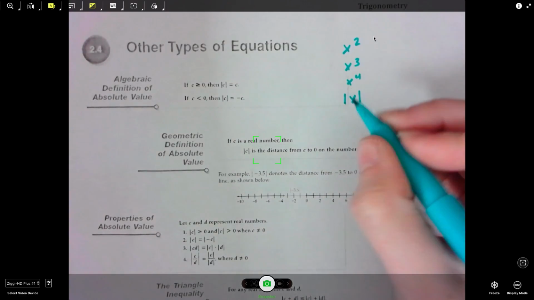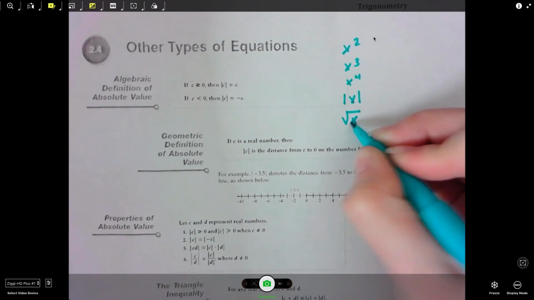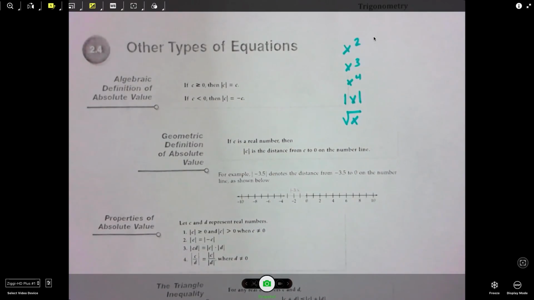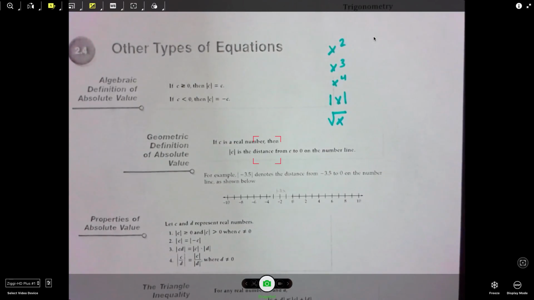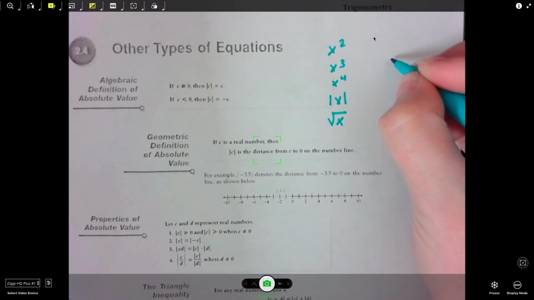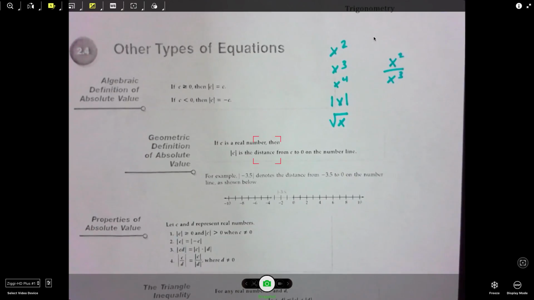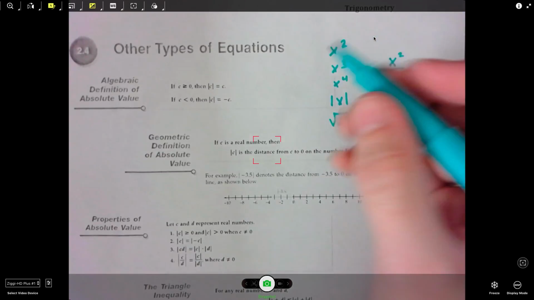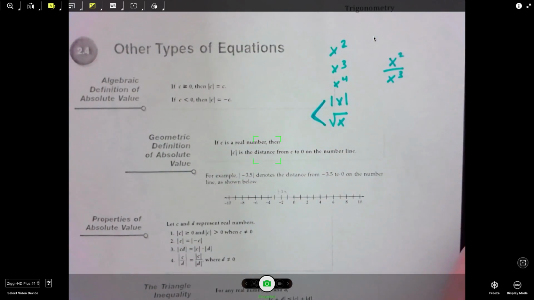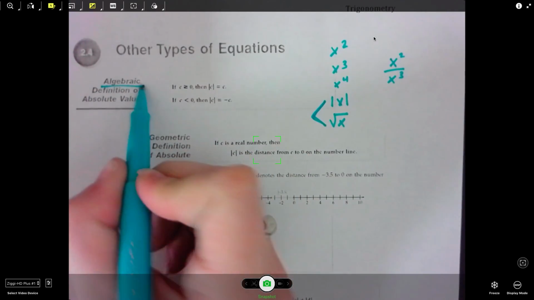Okay. There is one problem on the back side of this sheet, the very last one, that talks about radicals, ratios, like x squared over x cubed, where you have a fraction. We'll talk about what it looks like here in just a little bit, but that's on the back side. So the two main ones we're going to talk about today are absolute value and the square root. Okay, they start us off with absolute value, and they talk about the algebraic definition.